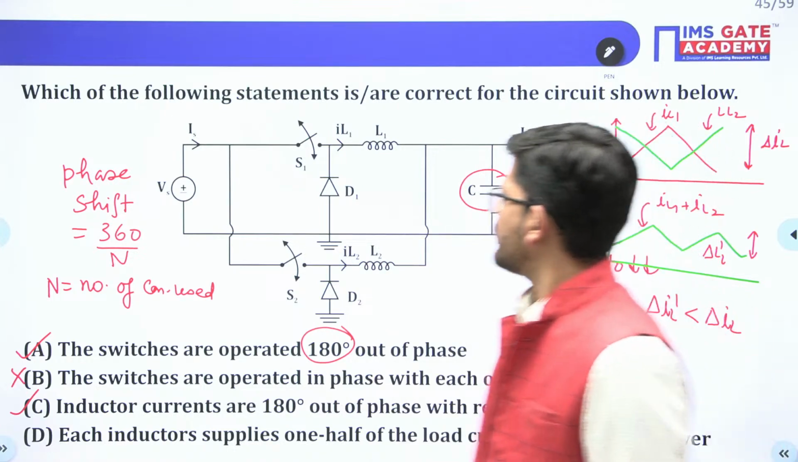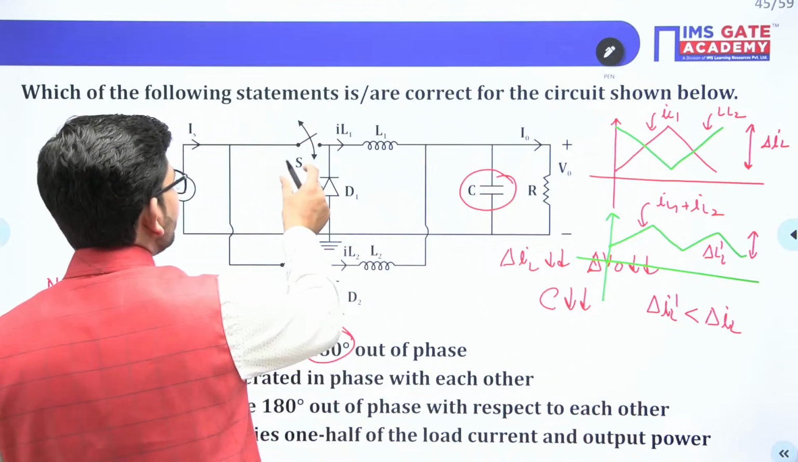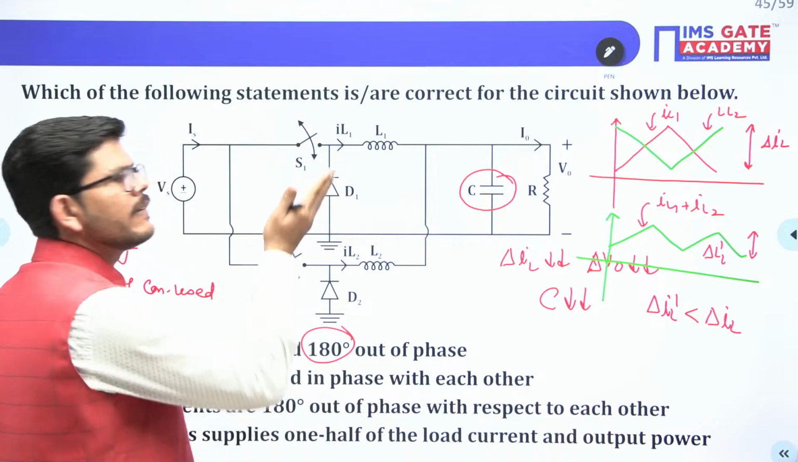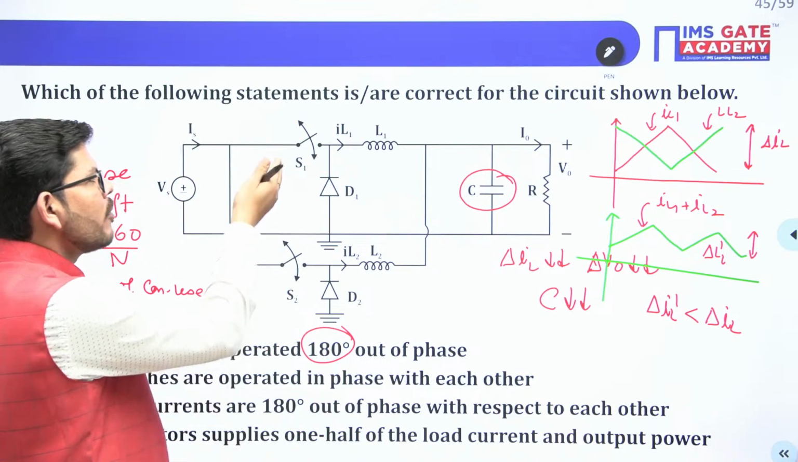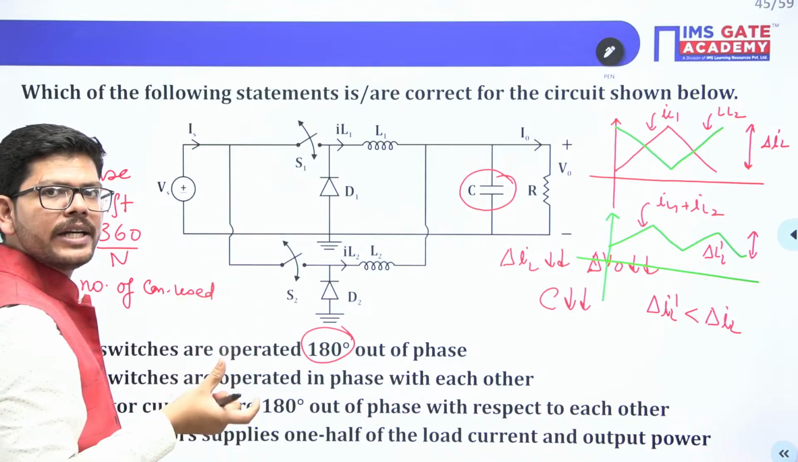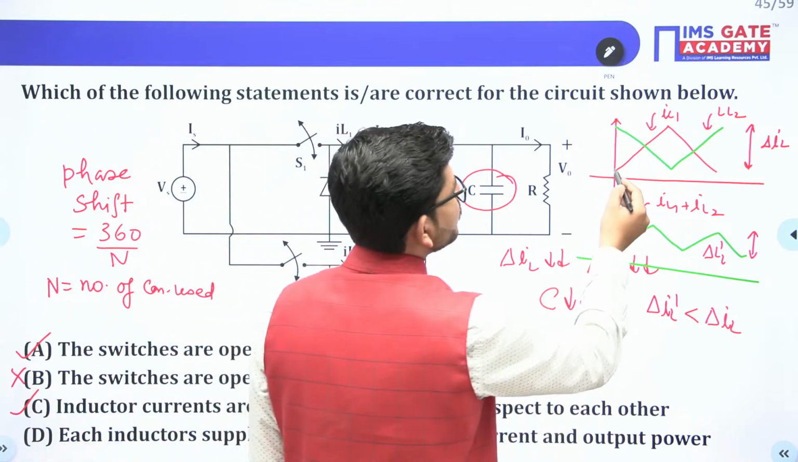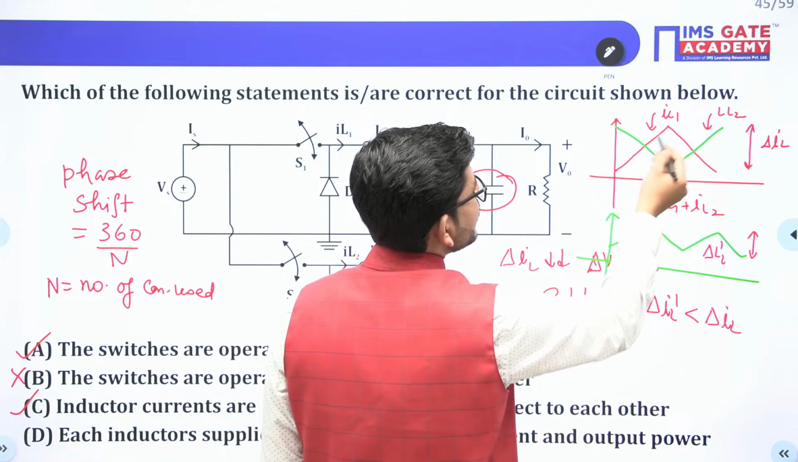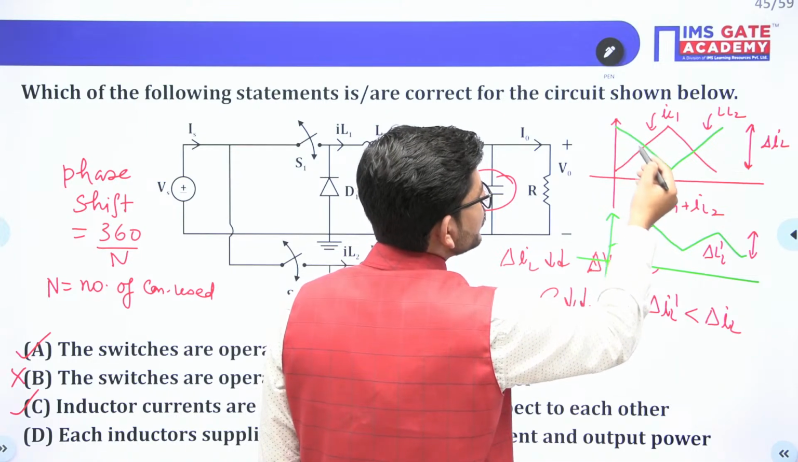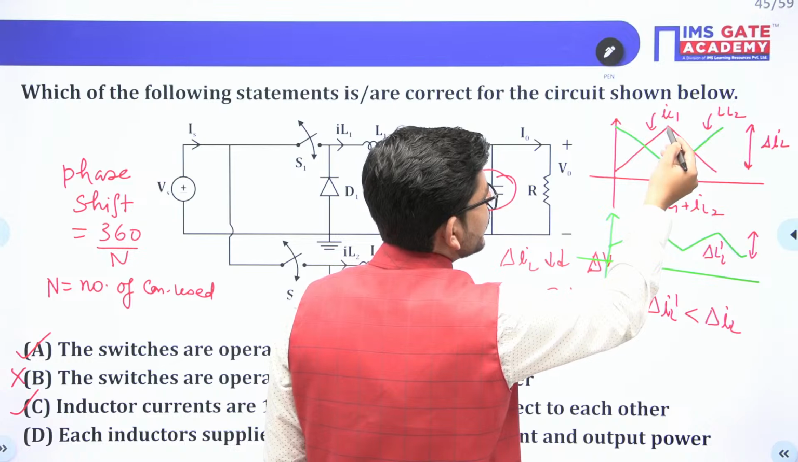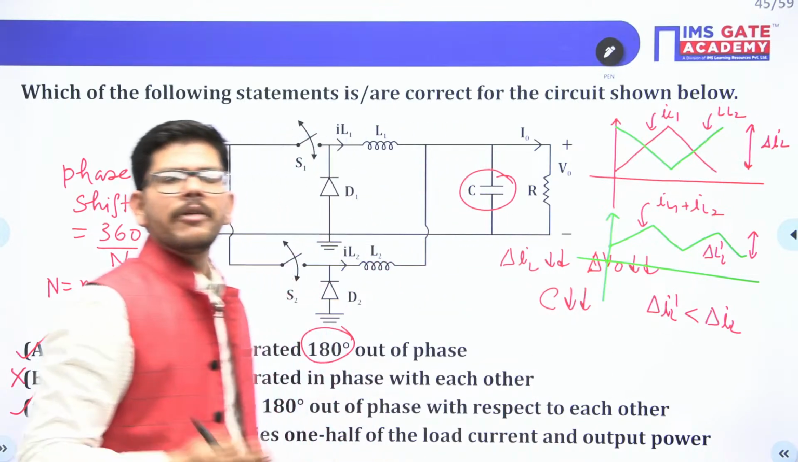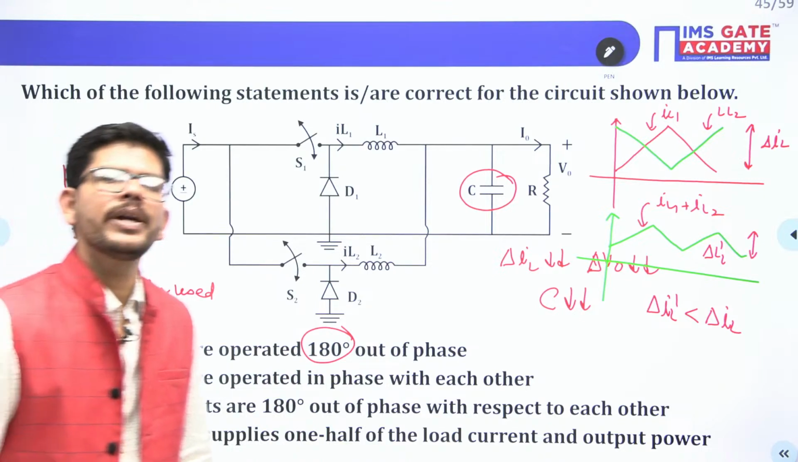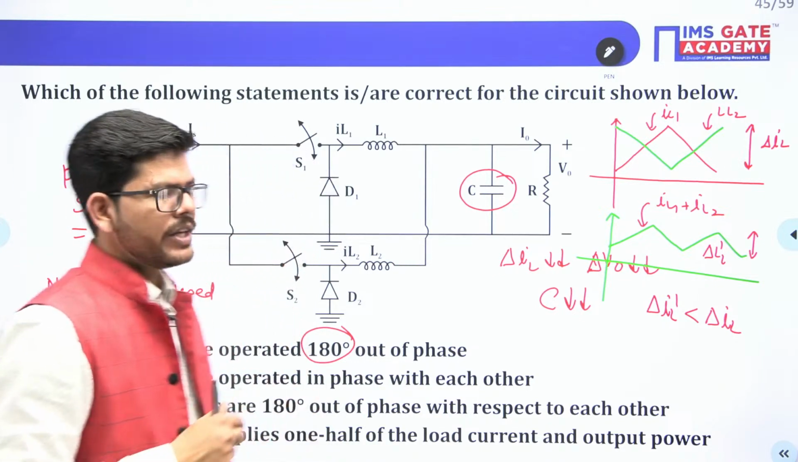So see, if switch 1 is on, its inductor current will be increasing. At the same time, switch 2 will be off because we are operating them at 180-degree phase shift. So you can see if inductor current 1 is increasing, at the same time inductor current 2 is decreasing. When inductor current 1 is decreasing, inductor current 2 is increasing, because we are turning one switch at a time and operating them at 180-degree phase shift with each other.